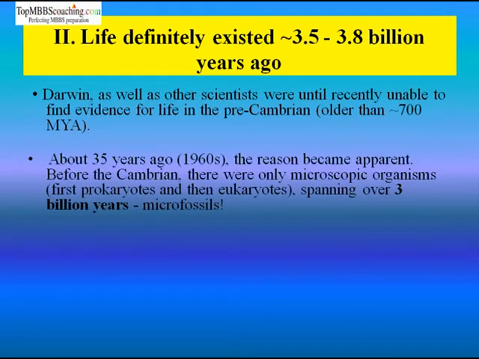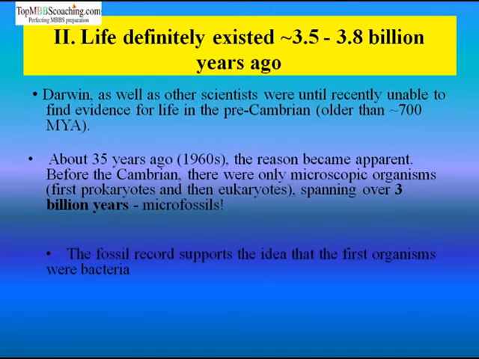About 35 years ago, the reason became apparent. Before the Cambrian, there were only microscopic organisms, first prokaryotes and then eukaryotes, spanning over 3 billion years. That is microfossils. Prokaryotes are simple organisms surrounded by a membrane and cell wall, like bacteria. And eukaryotes are more complex organisms, for example plants, animals, fungi, and also many single-celled organisms like amoeba and yeast. The fossil record supports the idea that the first organisms were bacteria.